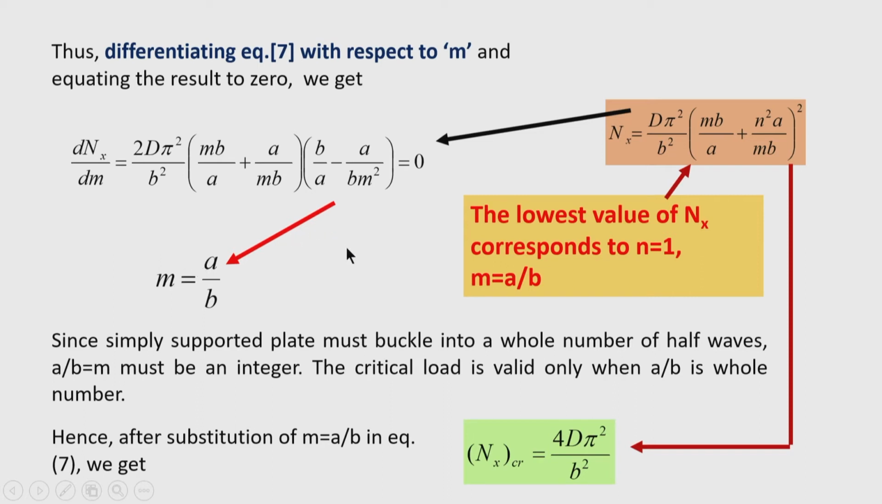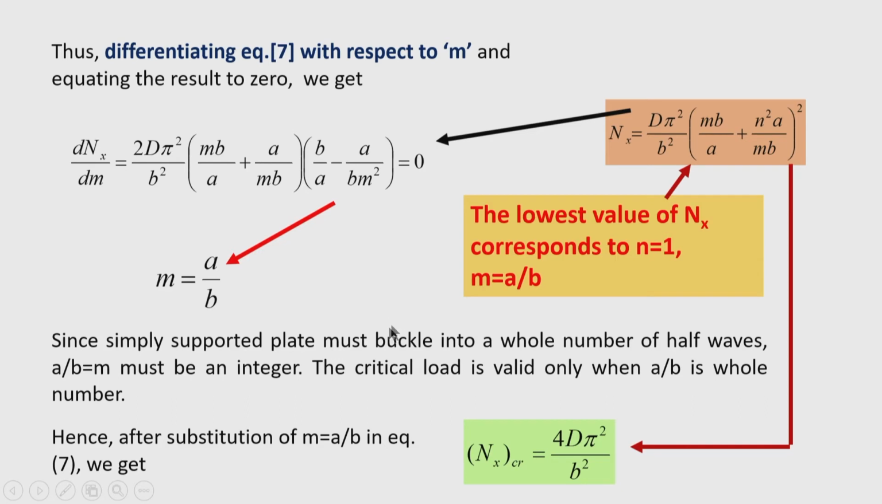So, n is equal to 1, that we have earlier found. So, the number of half waves in the y direction is 1, that is decided. The number of half waves in the m direction according to our formulation, we have found to be a by b. So, it is m is equal to a by b. Okay. What is a? A is the length of the plate and b is the width of the plate.